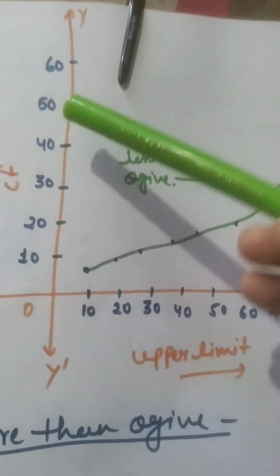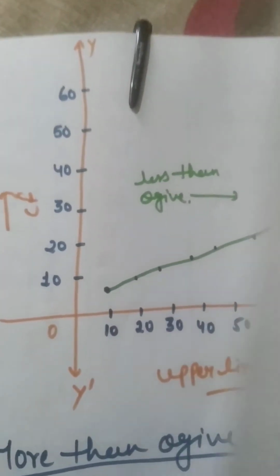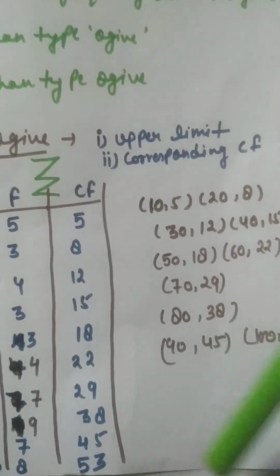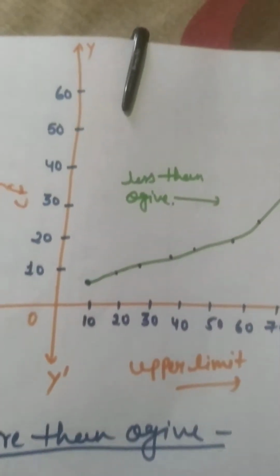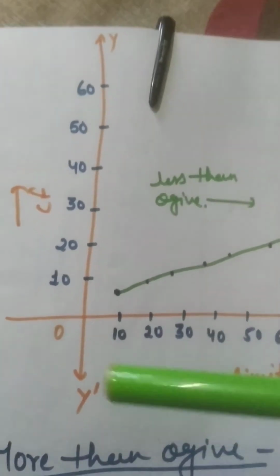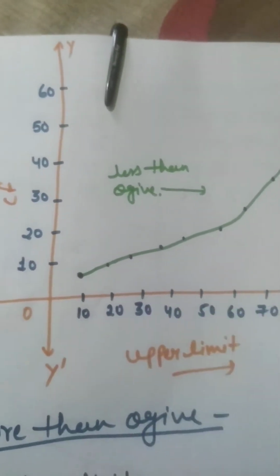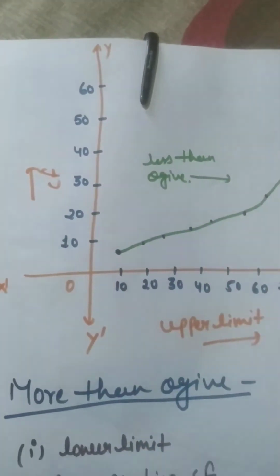Now on the vertical line, as you know, the cumulative frequency is not in a proper sequence, 5, 8, 12, 15, and at last 53 is coming. So we are taking 1 centimeter as 10. So 10, 20, 30, 40, 50, 60. On the horizontal line, the x-axis, the upper limit. On the vertical line, the y-axis, the cumulative frequency, CF.